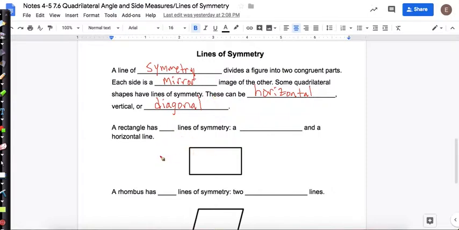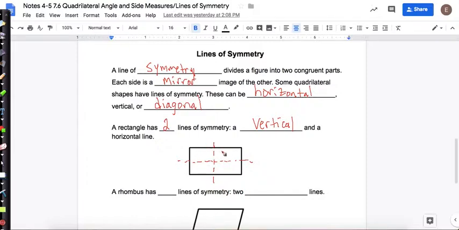So a rectangle has how many lines of symmetry, do you think? Hopefully you were thinking 2. And it has a vertical and a horizontal line. And when we make lines of symmetry, we use a dotted line. So try to find the halfway point, approximately, and find the horizontal halfway point. And hopefully you're using a ruler when you do this. I can't exactly use a ruler here.